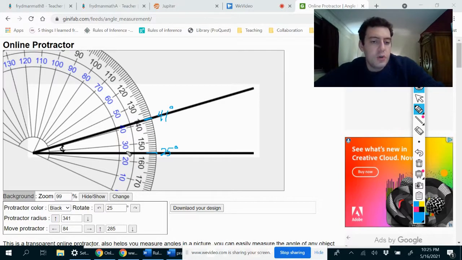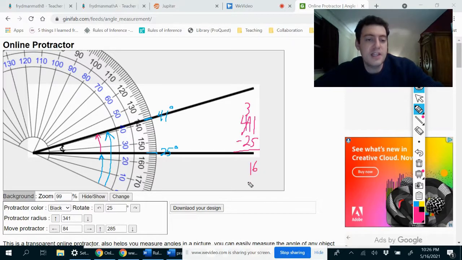So all we would have to do is subtract these numbers. In other words, if it is 41 degrees from here around to here, and it's 25 degrees from here around to here, then how many degrees is it from here to here? If this is 41 and this is 25, the way to figure out what this is is to subtract 25 from 41. And if we do that, then we would get 16, which is what we said in the first place, that was a 16-degree angle.